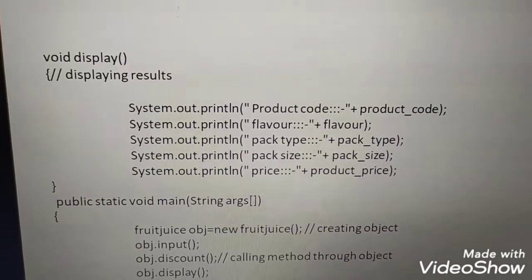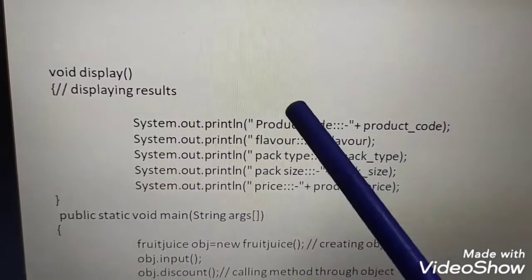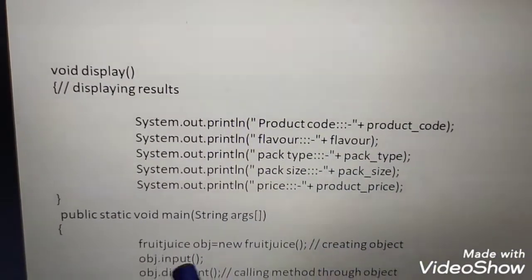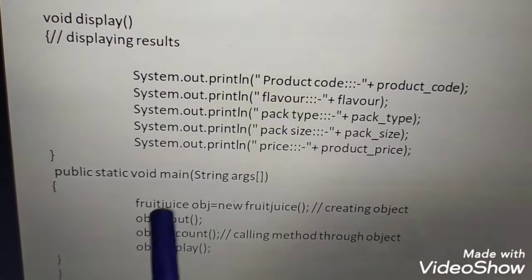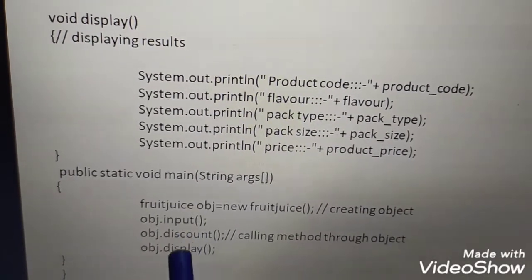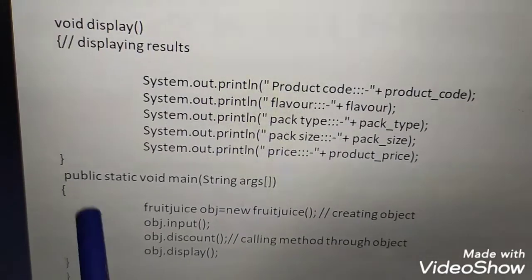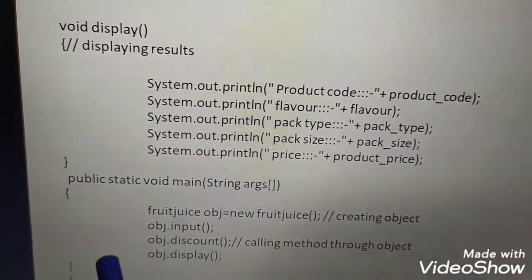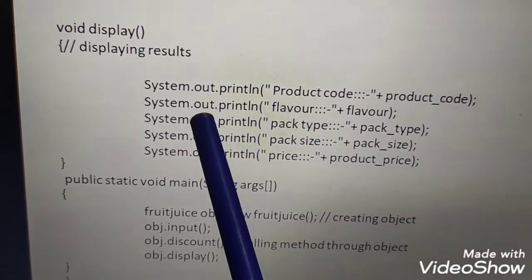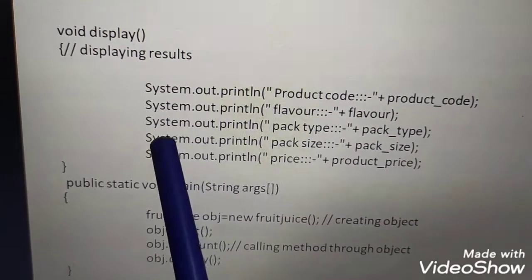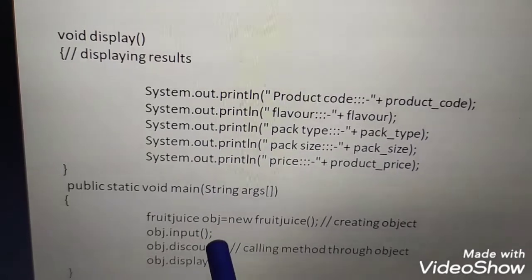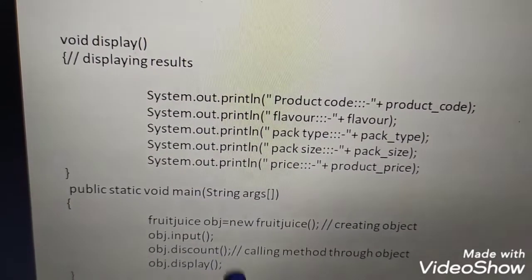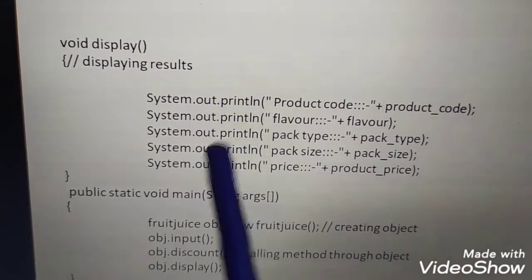Now again it comes to the display, then the same procedure: display has to be shown, and it comes to the main method. Same procedure: the object has to be created and the methods will be invoked. Now this main method is known as the calling method, and display, input or discount are called the called methods.